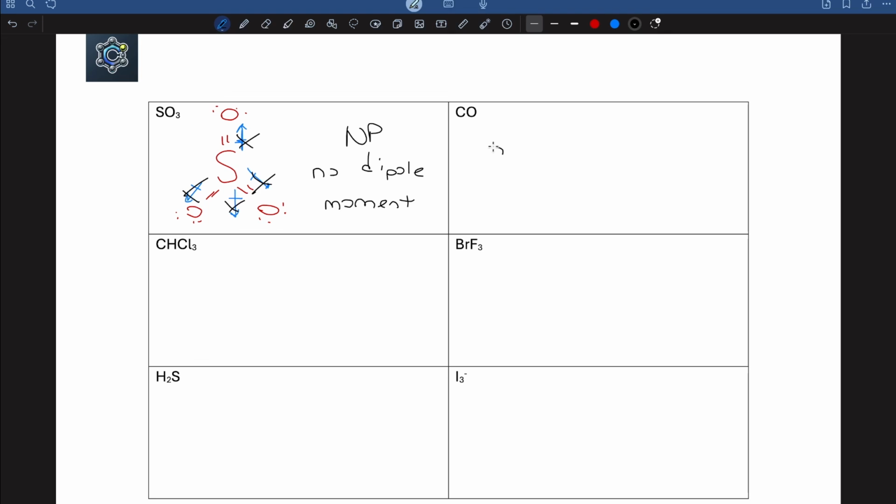Carbon monoxide will look like this. Triple-bonded oxygen, triple-bonded carbon, which means that the oxygen is positively charged while the carbon is negatively charged. And this bond, the carbon-oxygen bond, is again polar, going toward oxygen, and so this structure is still overall polar. There's nothing to cancel out that bond, meaning that it does have a dipole moment.